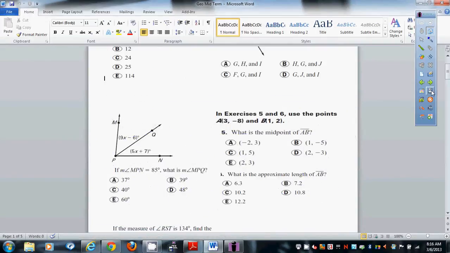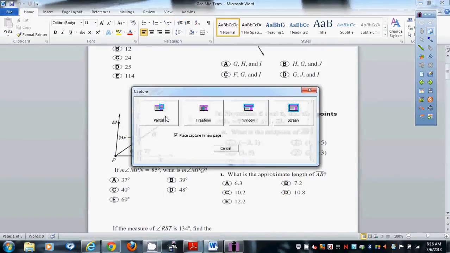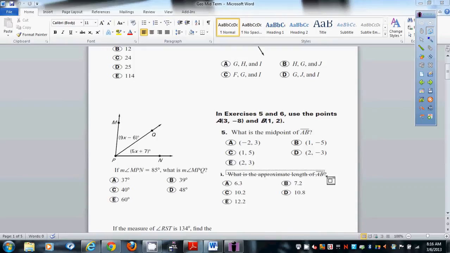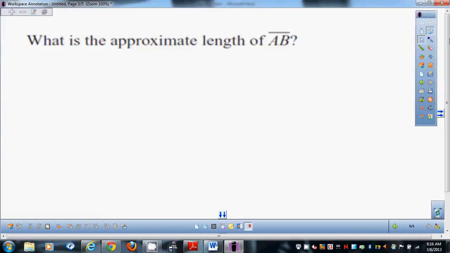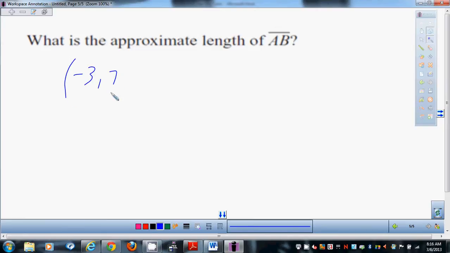All right, next question will look like this. And again, it'll provide you coordinates. What is the length of AB? And again, it'll give you coordinates like, I'm trying to think, -3, 7, and 2, comma, -5. And we have to find the length, which is the distance formula.